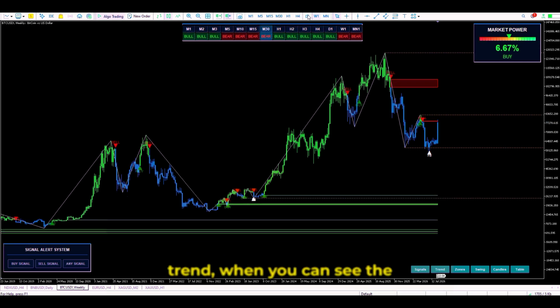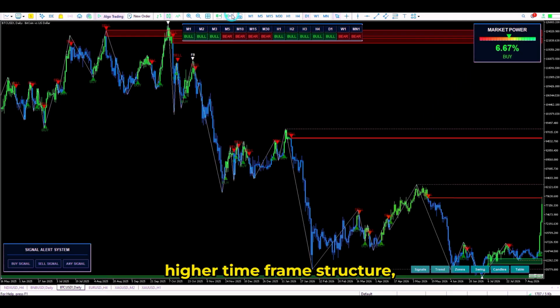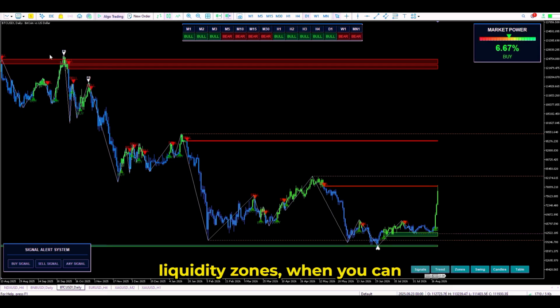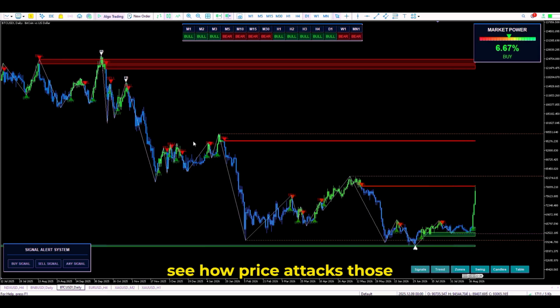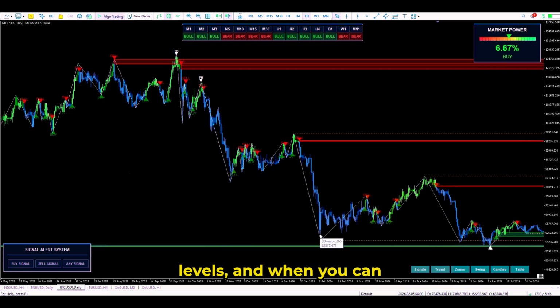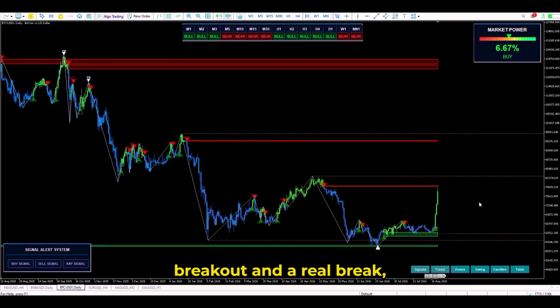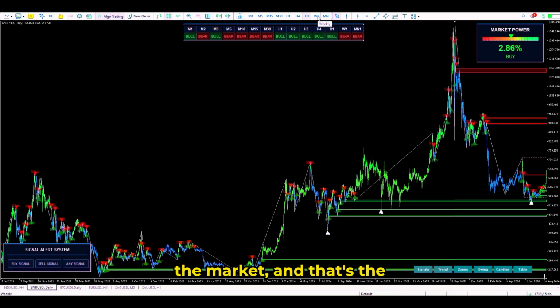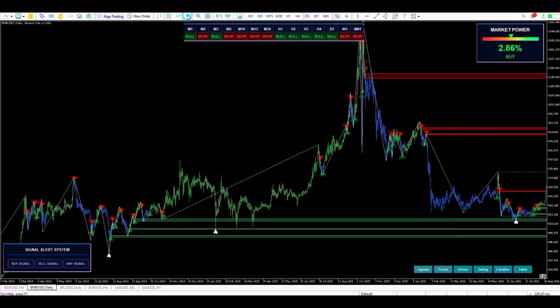Because when you can see the trend, when you can see the higher time frame structure, when you can see the important swing levels, when you can see liquidity zones, when you can see how price attacks those levels, and when you can distinguish between a fake breakout and a real break, you're no longer looking at a chart as just a collection of candles. You're reading the behavior of the market. And that's the real purpose of this indicator.